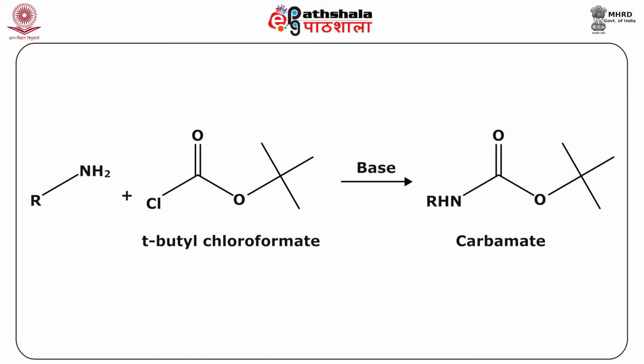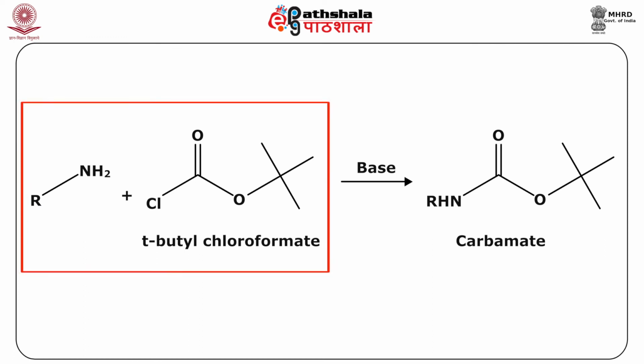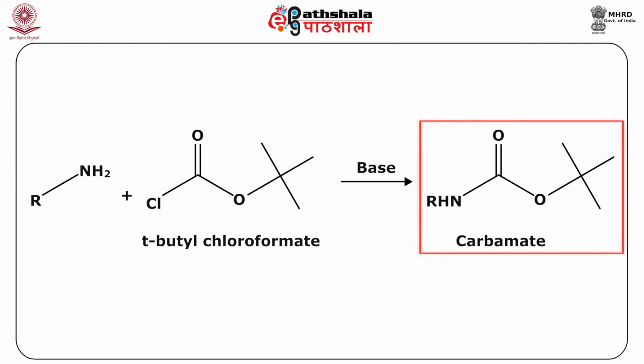Another protecting group is carbamate. This is also an amide bond, but with some other functionality attached that allows them to be removed under mild reaction conditions in comparison to the simple amide group. For example, the reaction of a primary amine with tertiary butyl chloroformate forms a carbamate under basic condition. The protected amine can undergo any reaction and then be deprotected to give the desired product.